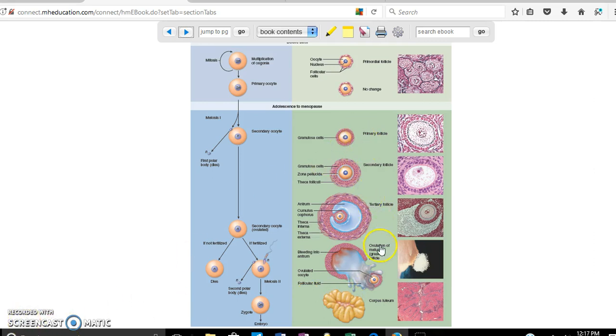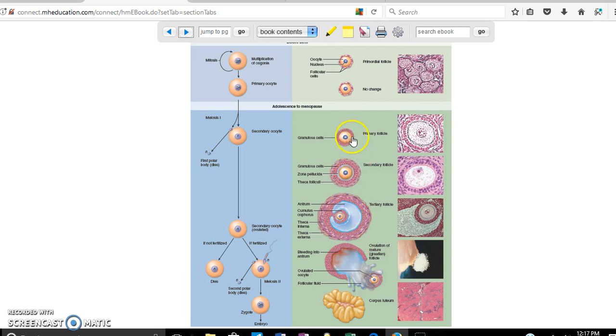So this is 14 days. This one is day 15. And this one, more or less day 20, corpus luteum. Then it turns into a corpus albicans, where it's going to start degenerating. That's day 25, and then the menstrual period happens.